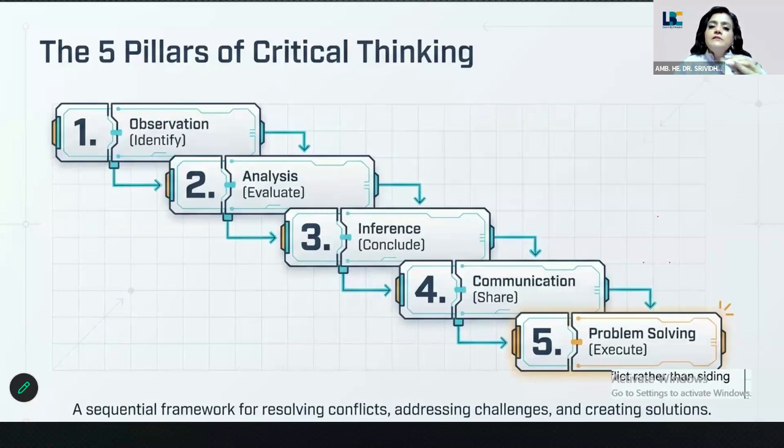So what are these five pillars of critical thinking in this process? Again, let me go back. First, we thought about the two sides of the brain, how the brain thinks and how the thought process works.